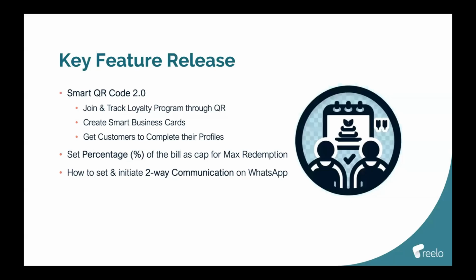So, like I said, the agenda for today, the three key features that we want to look at right now is smart QR codes, where we learn how to create a QR code that helps your customers join and try the loyalty program through the QR, create smart business cards, and get customers to complete their profiles. These three have come up constantly, repeatedly asked features that our customers are looking forward to, and we are finally able to put them through QR.